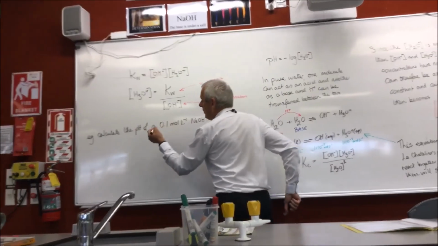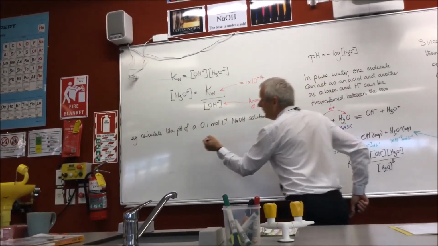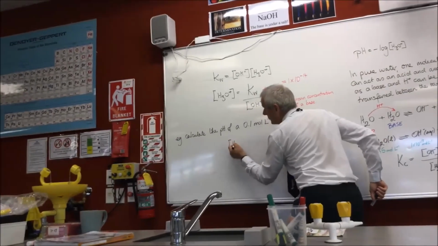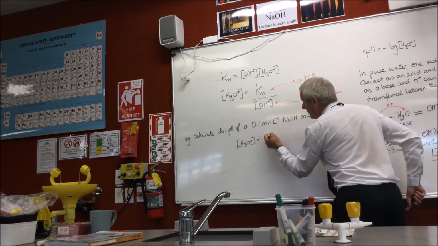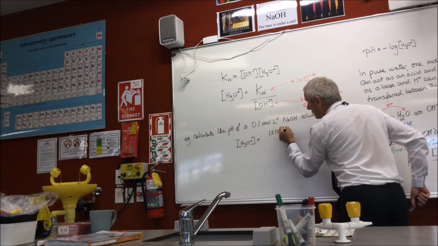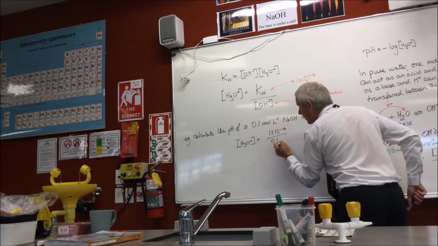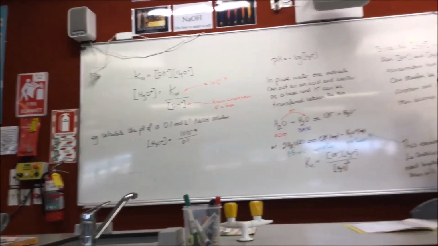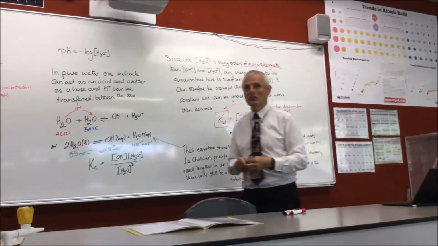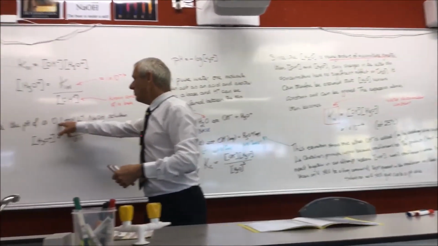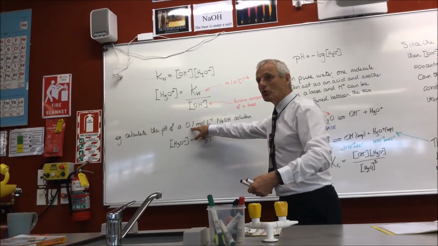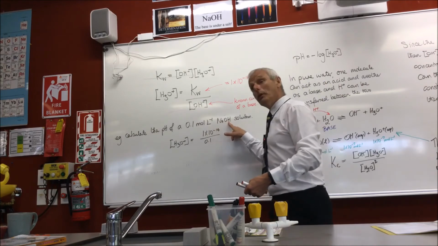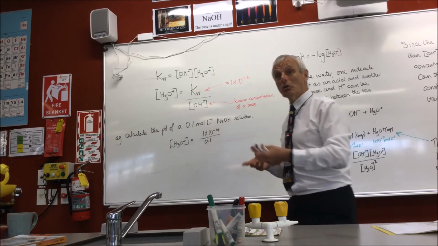Okay? So the first thing is that the concentration of H3O plus is equal to the Kw, which is 1 times 10 to the minus 14 over 0.1. Okay, notice I've used a sodium hydroxide solution, which means if I add 0.1 moles of sodium hydroxide to a litre of water, I'll get 0.1 mole per litre of OH minus, because it's a strong base.